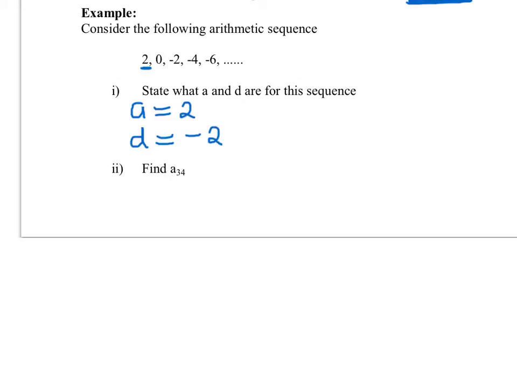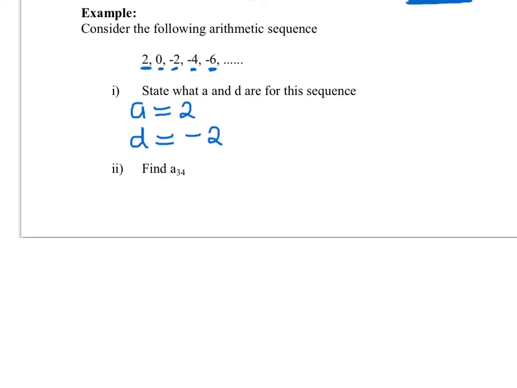Now you can check that that's the case because to go from 0 to minus 2, which is the second to the third, you're subtracting 2. From minus 2 to minus 4, you're subtracting 2. And likewise from minus 4 to minus 6, you're subtracting 2 also.